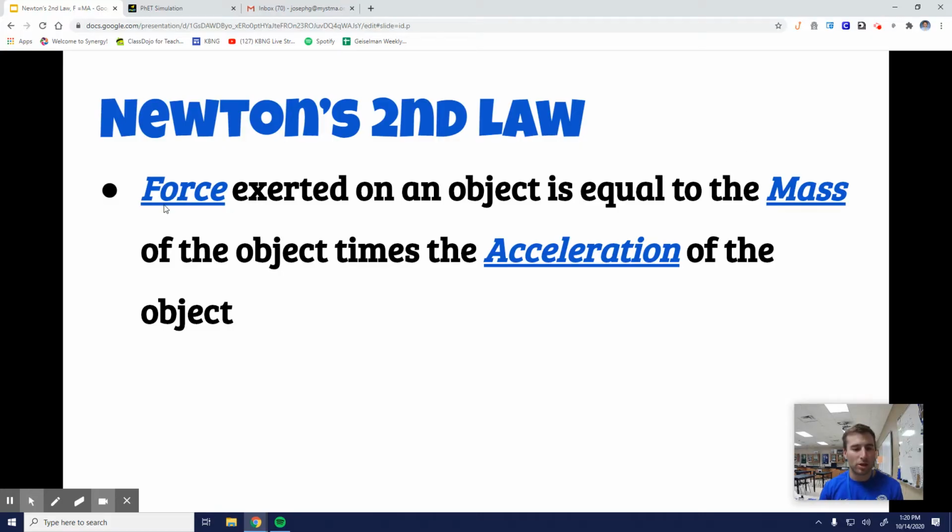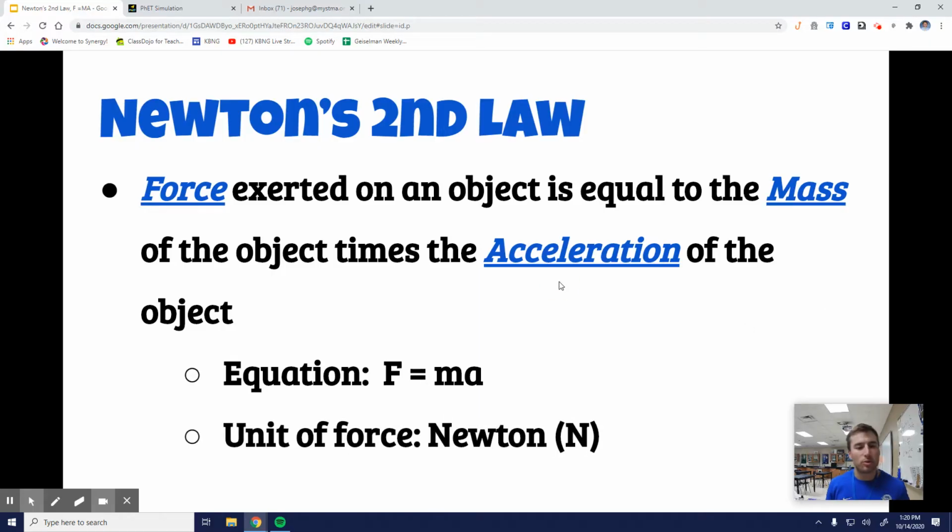So in this equation, force, mass, and acceleration are taken into account. And that really comes out to be the equation F equals m times a, or force equals mass times acceleration. So the force exerted on an object is equal to the mass of the object multiplied by its acceleration.